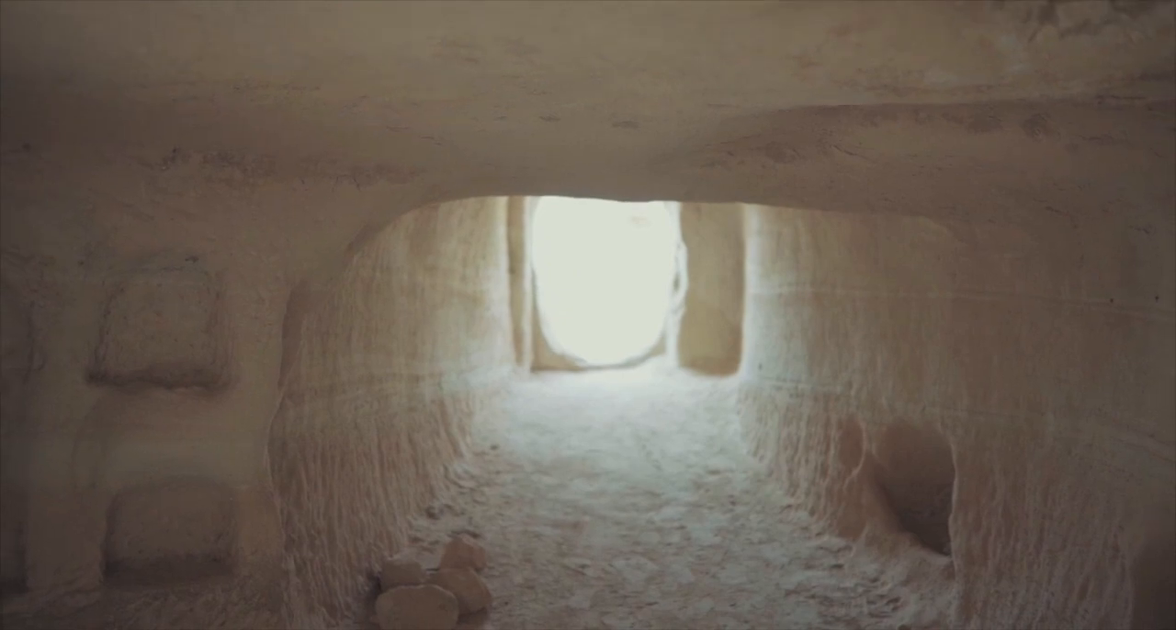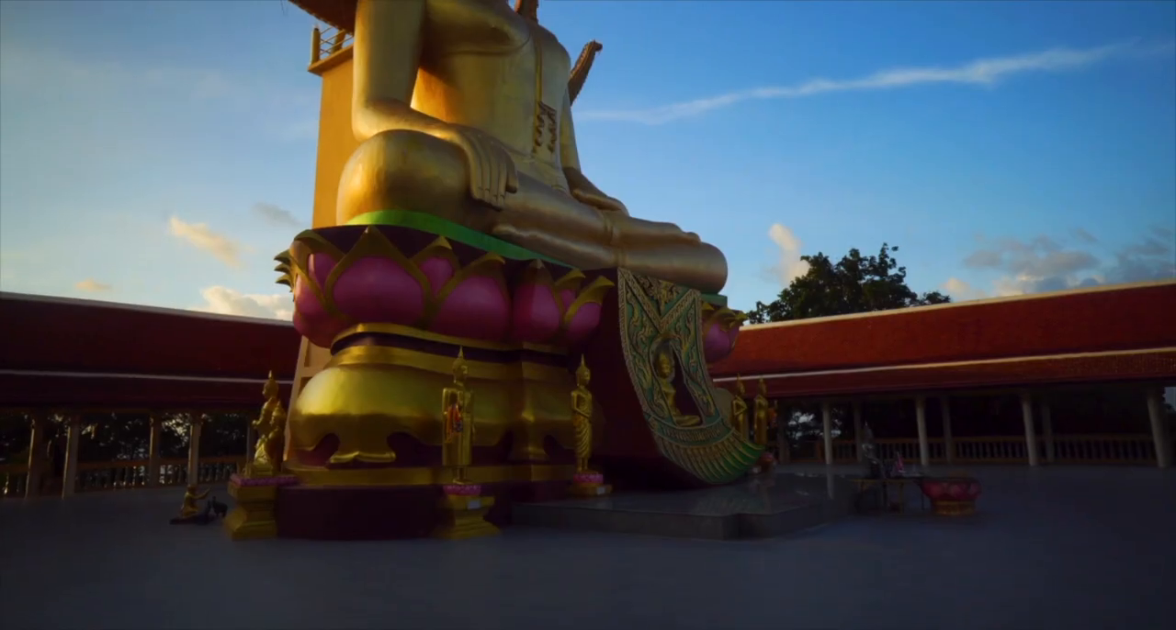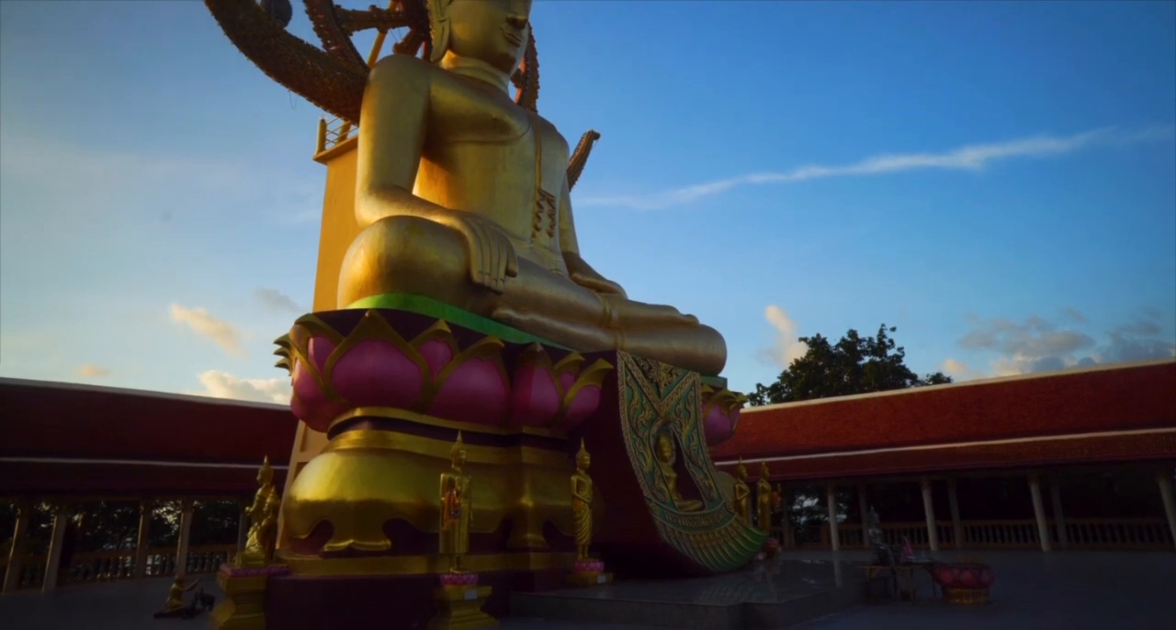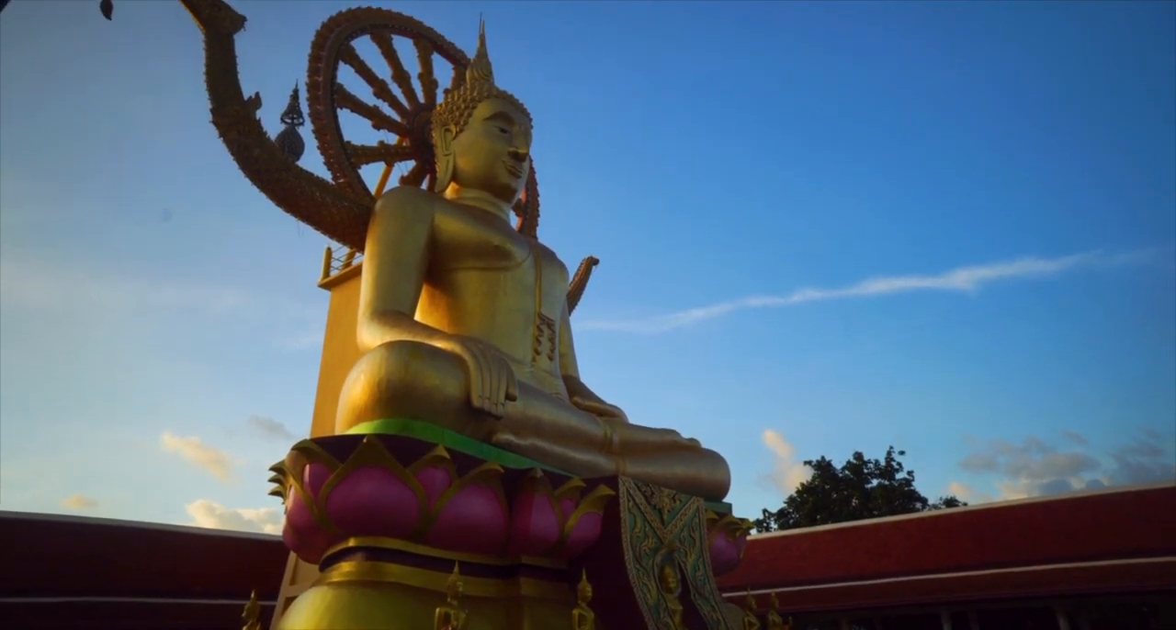As he settled in an area, the population in that patch of land began to grow. It gradually transformed into a microcosmic society, as this mini society got established at one place. So it did in other areas. Initially, a majority of these societies got established near rivers or other water resources. This is also one reason why the majority of ancient civilizations were established near rivers. For example, we can take our own Indus Valley civilization.